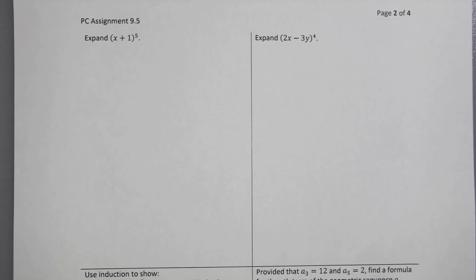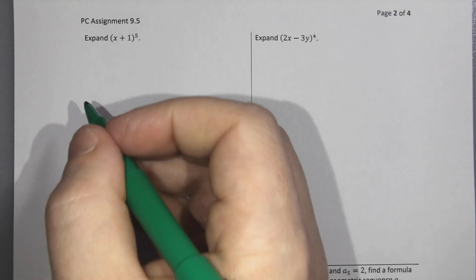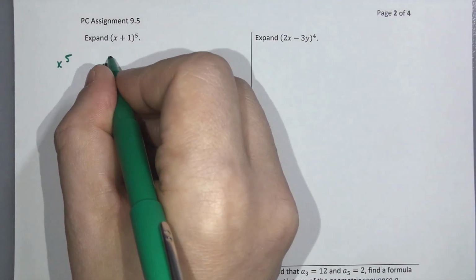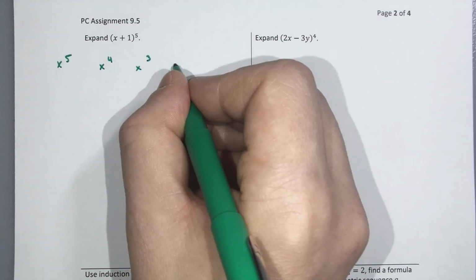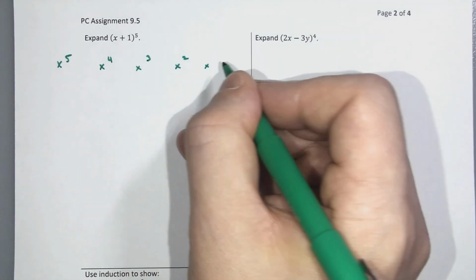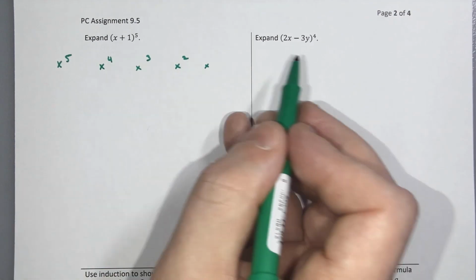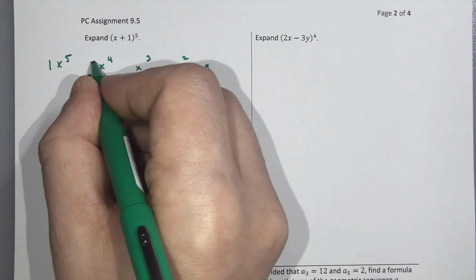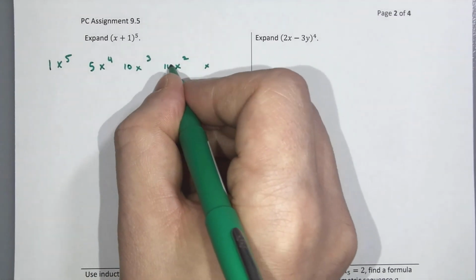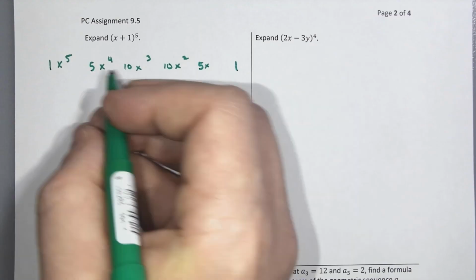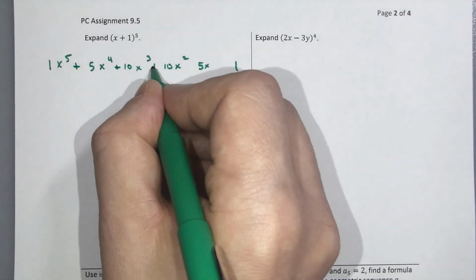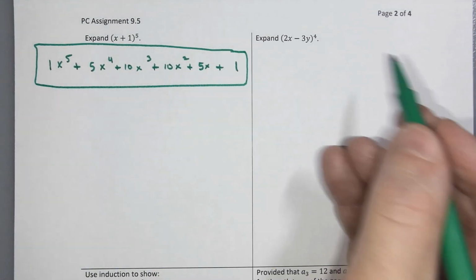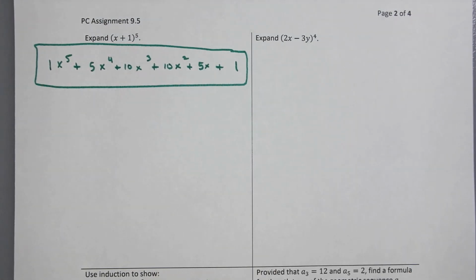First problem here is to expand x plus 1 to the fifth. So that would be x to the fifth, x to the fourth, x cubed, x squared, x. The 1 is convenient because everything else is going to be 1s. Our binomial coefficients are 1, 5, 10, 10, 5, 1. And then I'll just put a plus sign with them all, put a box around it, and we're all good, right? That's all that one is.